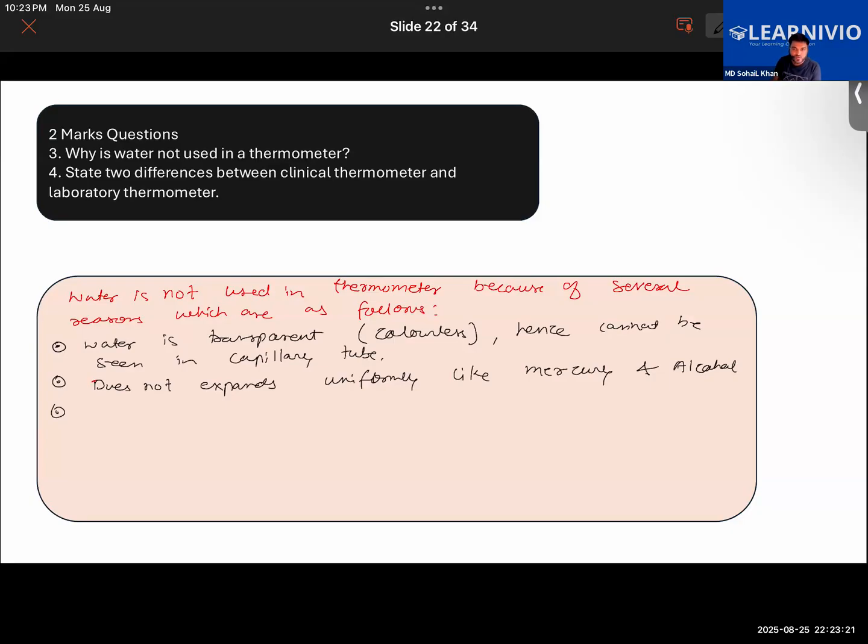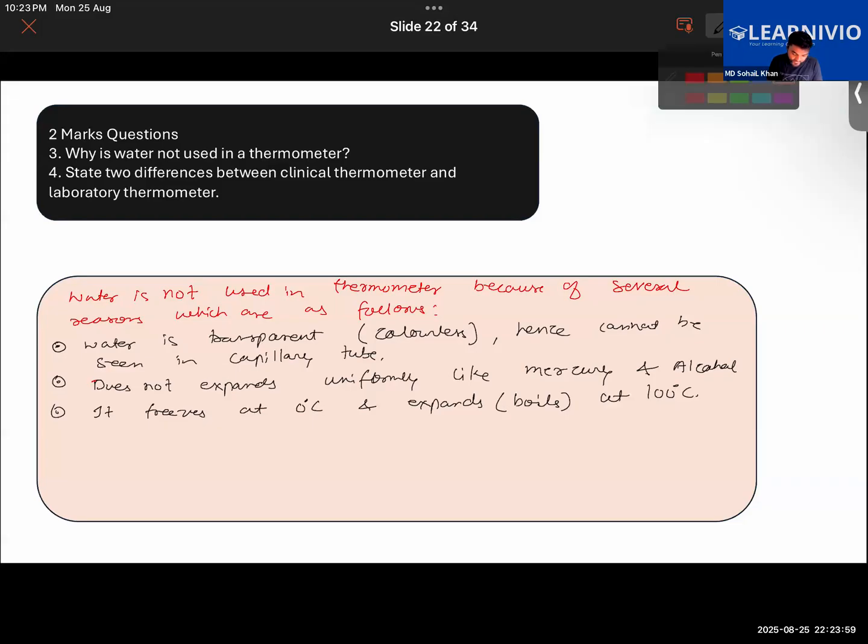Further, we will write down that it freezes at 0 degrees Celsius and expands, and boils at 100 degrees Celsius. So these are the problems with it. Also, even alcohol is used in thermometers, like in the maximum and minimum thermometer, where colored alcohol is used. Write it down quickly.